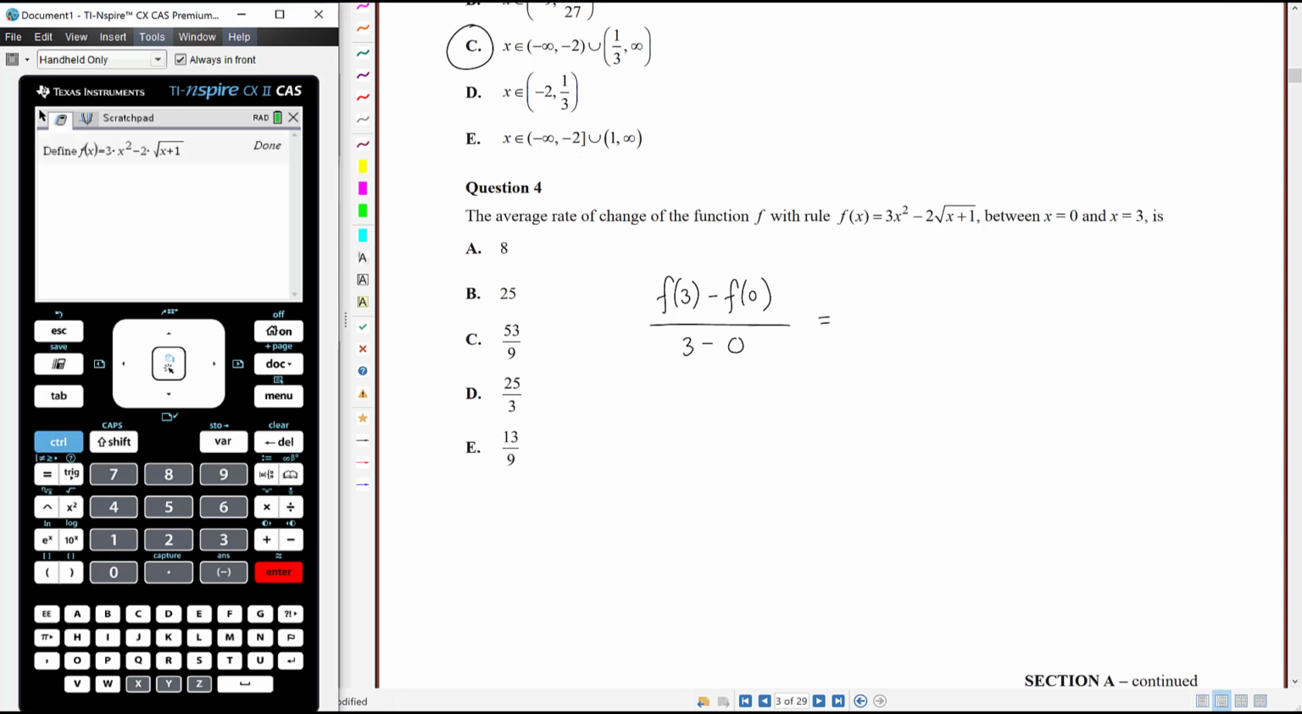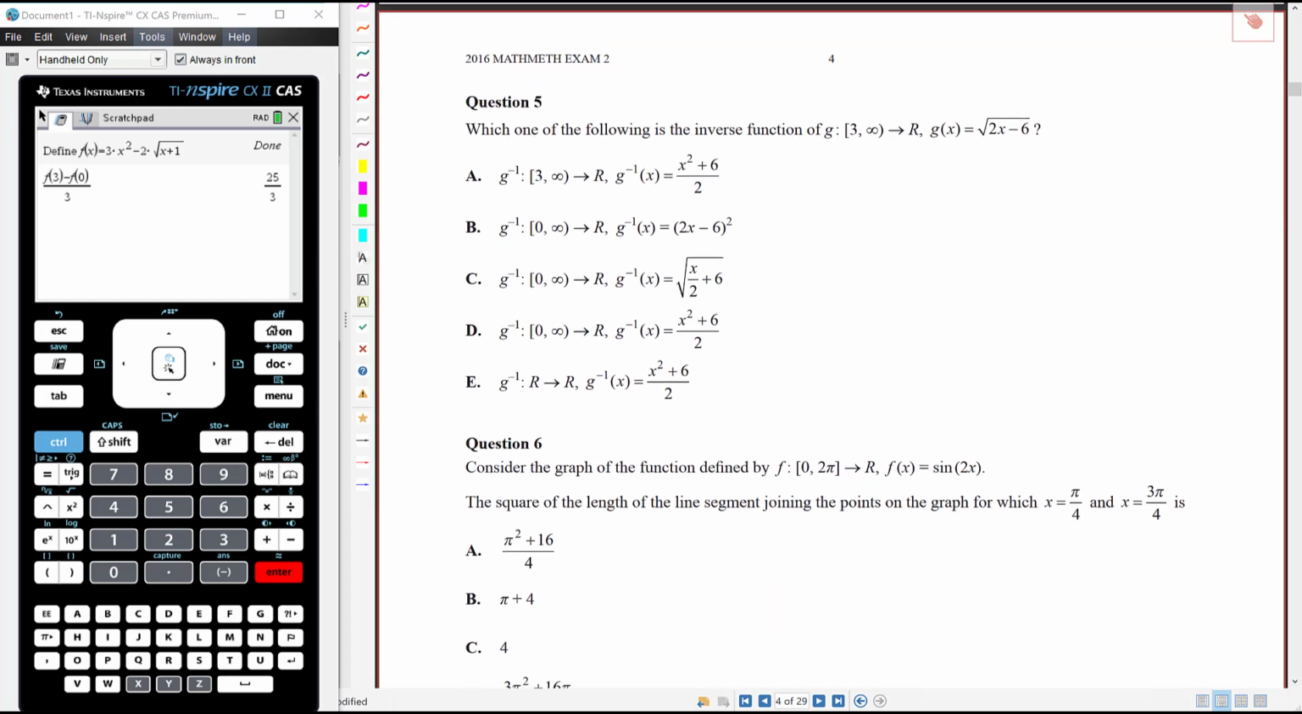Okay, so there's my function. Again, defining the function's a bit tedious, but ultimately it makes it a bit easier to then straight away work out what is f of 3 minus f of 0 over 3 minus 0. So that is 25 on 3. D.